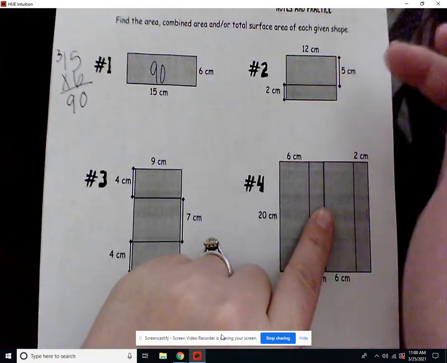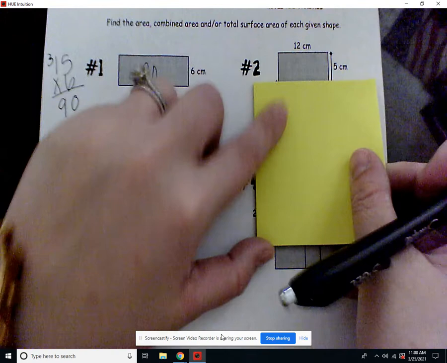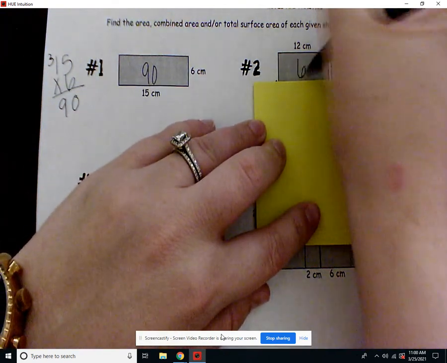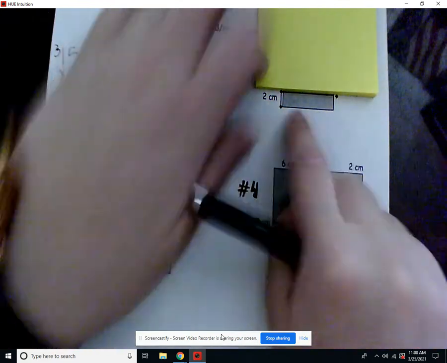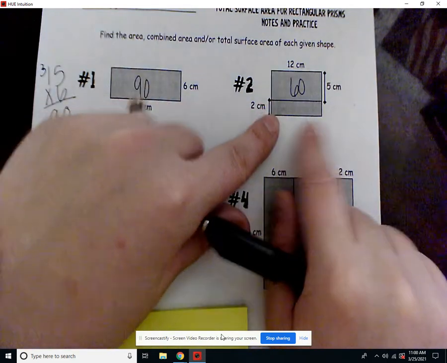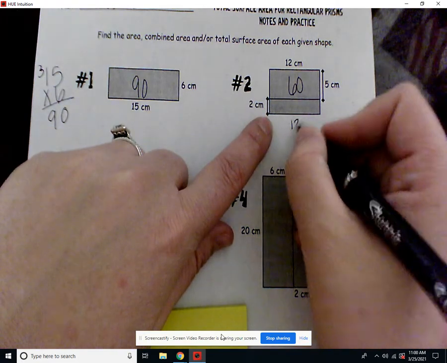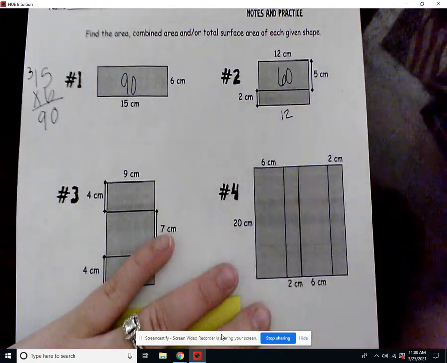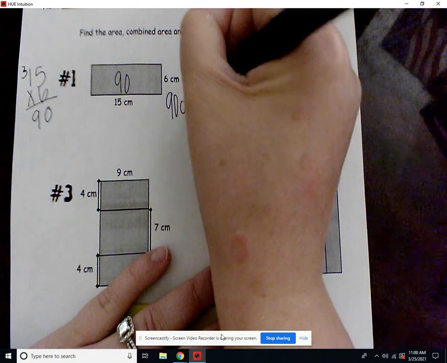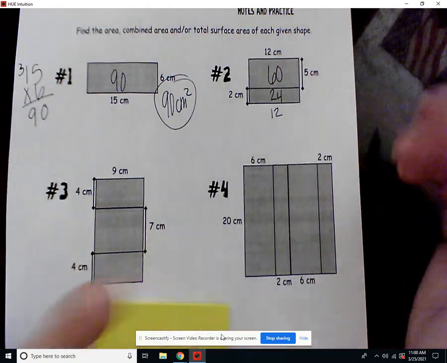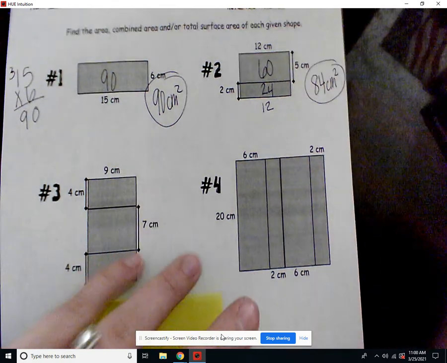Okay, so for 2, we're going to find the area of each rectangle. If we look at the top rectangle, we see 12 and 5. So 12 times 5 is 60. When I look at the bottom rectangle, I just see 2 on the side. So we've got to find the long side. Well, we use our clues: if that's 12, then this line's 12, and then this bottom one has to be 12. So if I find the area, 2 times 12 is 24. And then we're going to add up our total for the 2 boxes that were provided. So 60 and 24 is 84 centimeters squared.